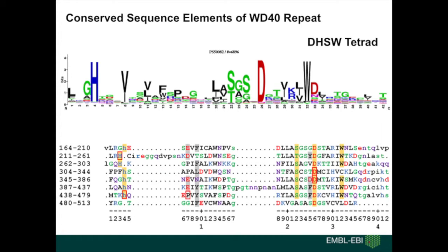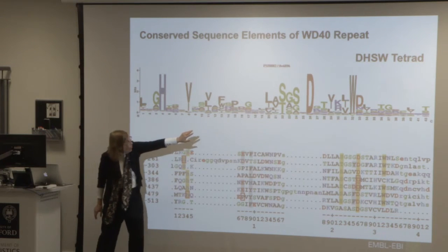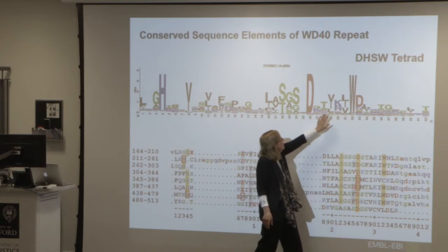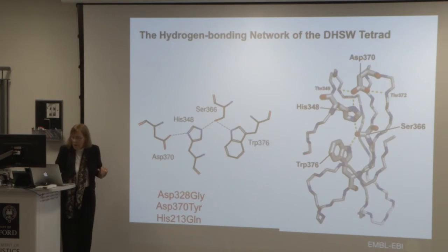This is what's called a sequence logo of the variants, and you can see that there are some places where the letters are big. It means that residue is conserved. So this H, histidine, is conserved, or the aspartic acid, the D, or the tryptophan, the W. It's DHSW. And it turned out that those variants occurred there.